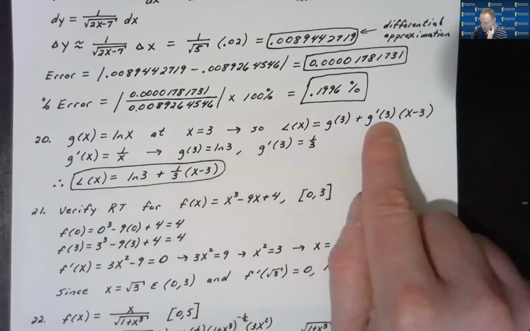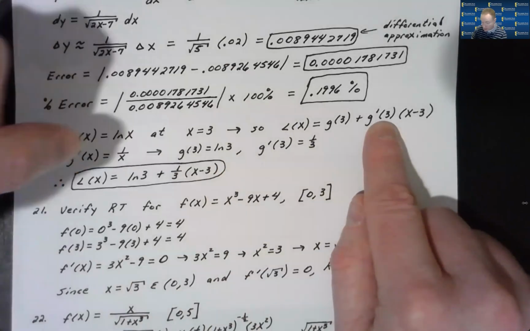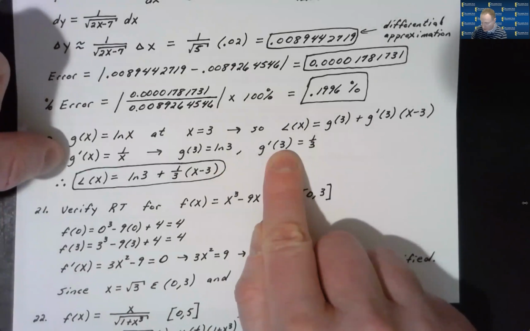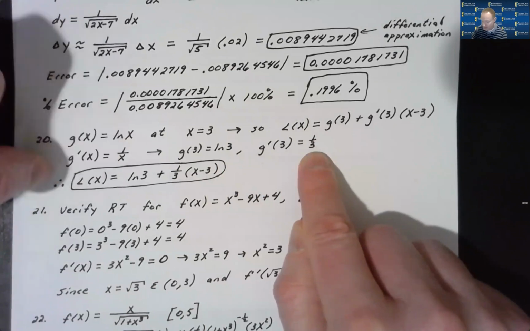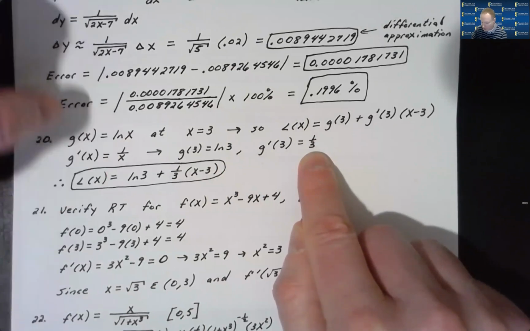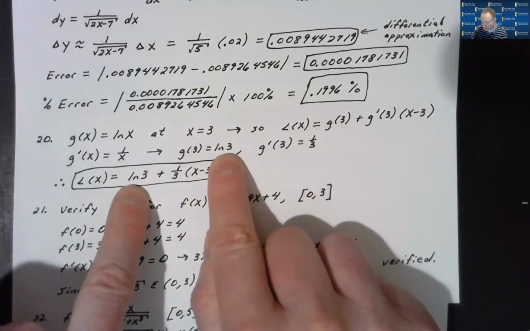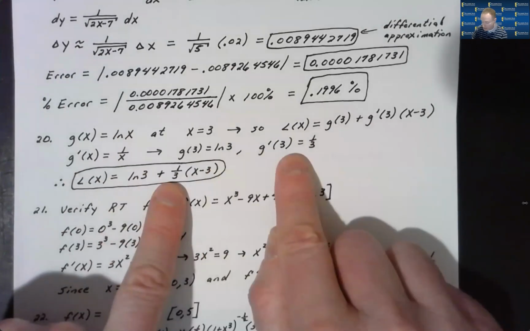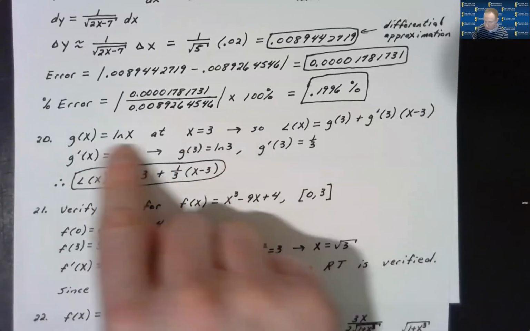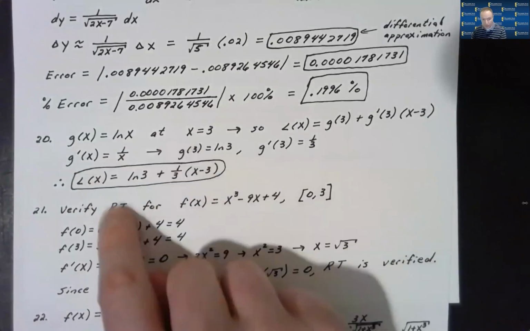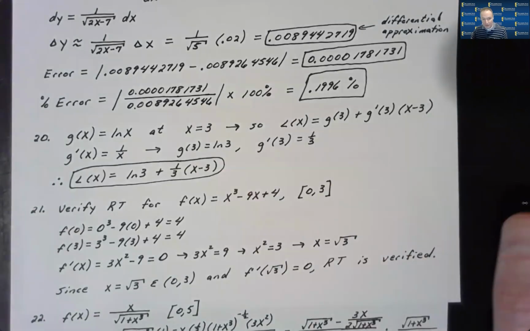I need to find what g prime of 3 is. So I took the derivative. G prime of x is 1 over x. So we know that the derivative evaluated at 3 is just going to be 1 over 3. Believe it or not, that's all you have to do. You just say, okay, therefore, the linear approximation of the natural log of x is g of 3, natural log of 3, plus g prime of 3, that's 1/3, times x minus 3. Final answer there. Could you distribute the 1/3 and put it into slope-intercept form? You could. I'd actually prefer it like this, though, so I'll say final answer.